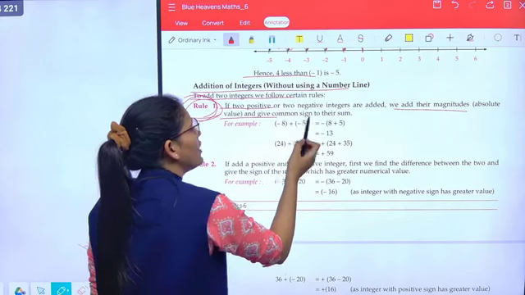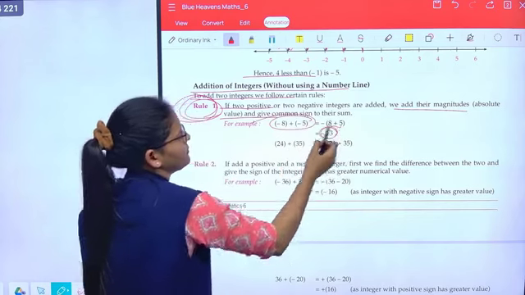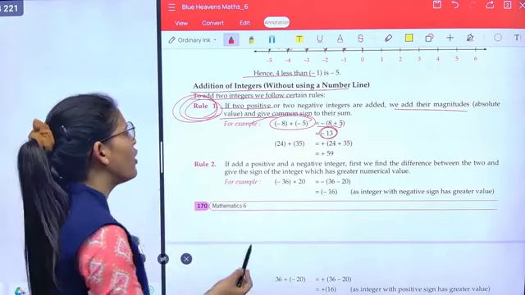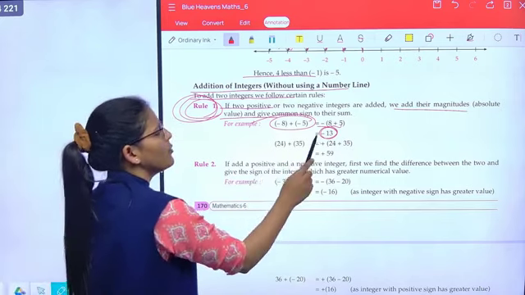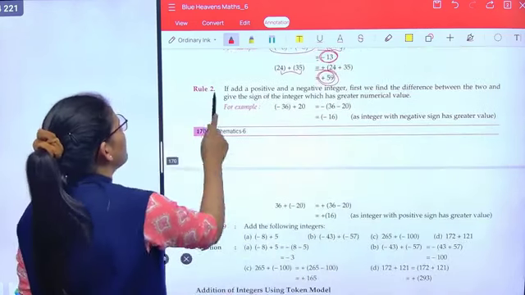Now class, अगर हम दोनों ही negative integers को add कर रहे हैं, so class, it is 8 plus 5, 13 और हम उनको कॉमन साइन दे देंगे, जो भी साइन में कॉमन होगा. अंडरस्टैंड? Now come on, rule number 2.